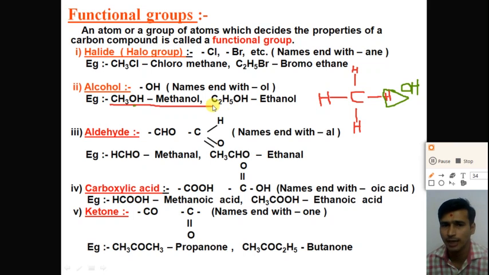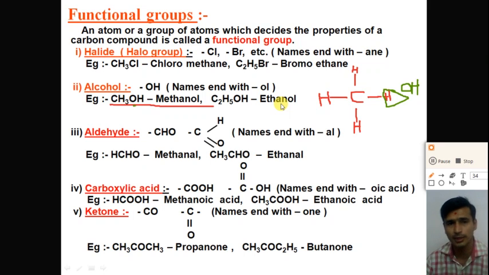Similarly, two carbons, C2H5OH, that is the ethanol. C2H6 is the ethane, but one hydrogen is replaced by the functional group OH, that is C2H5OH, the ethanol. Similarly, C3H8 is propane, but one hydrogen is replaced by the functional group OH, that is C3H7OH, the propanol.